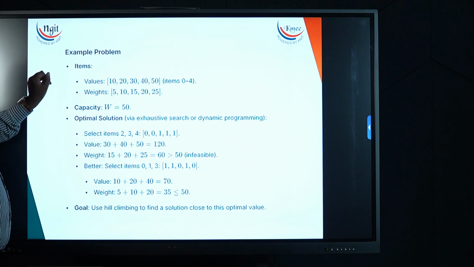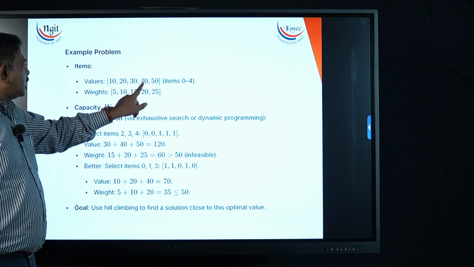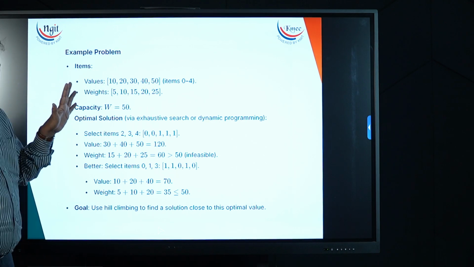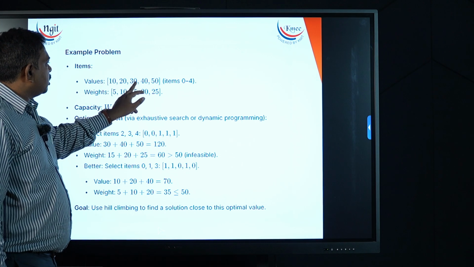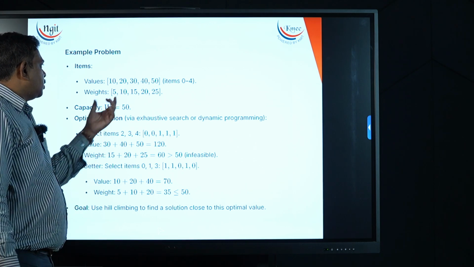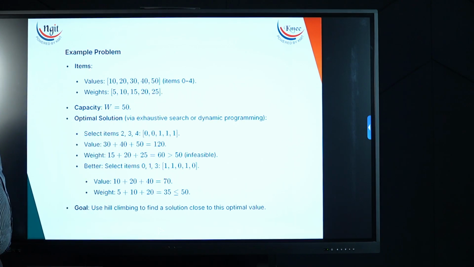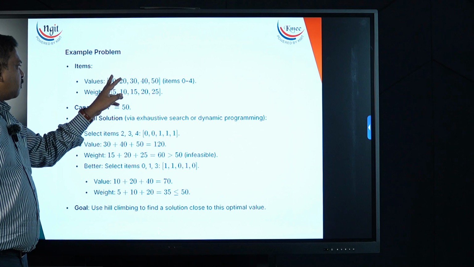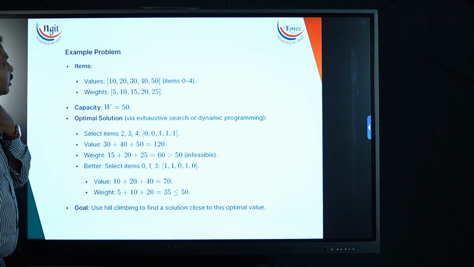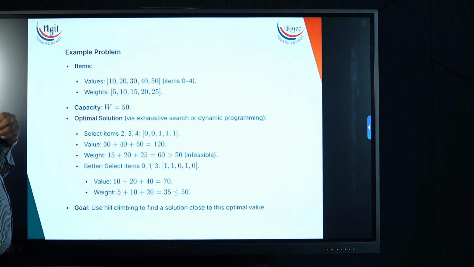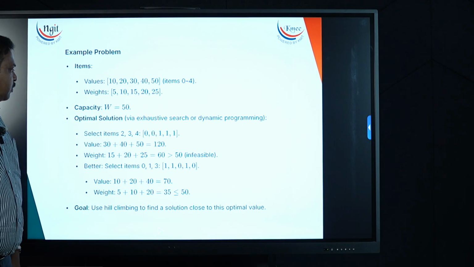Suppose these are the items, and 10, 20, 30 are their values. There are 5 items I have to keep in the bag. Each item's value, first item, second item, third item, fourth item, I kept in indexes 0 to 4, and their weights, the first item has a value of 10 and weight 5, value 20 and weight 10, like that I represented it as an array. Now my constraint is that the capacity is 50.